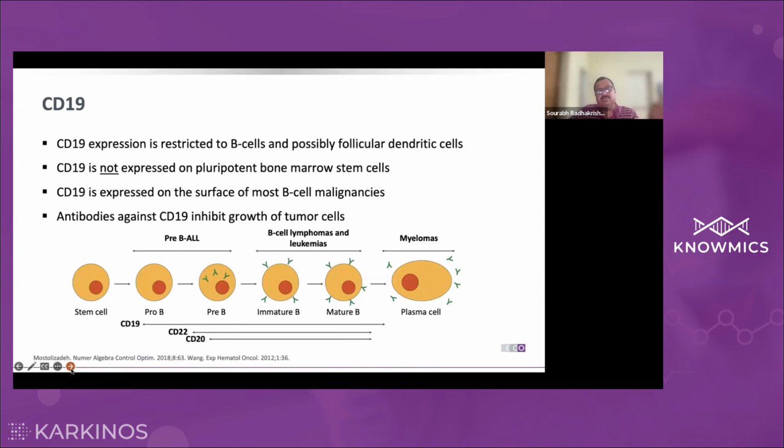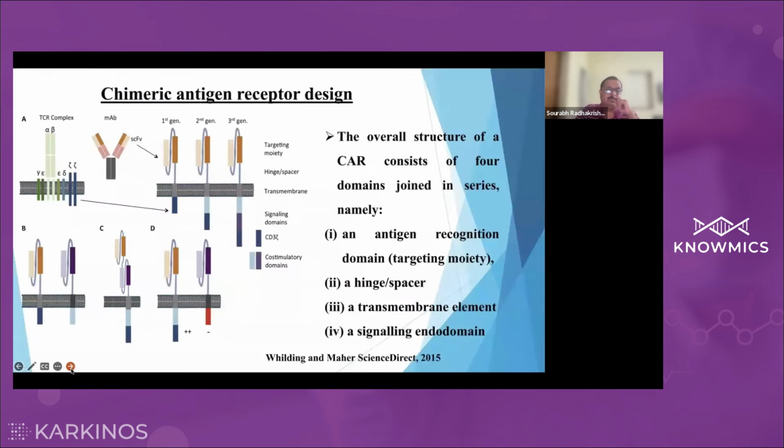For most of the B cell malignancies, like ALLs and lymphomas, this CD19 drug is all that is required to control the growth of the tumor cells. So this is why CD19 was the first target against which chimeric receptors and others were developed.